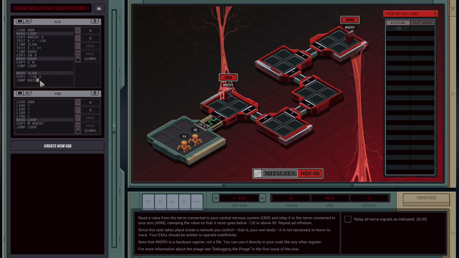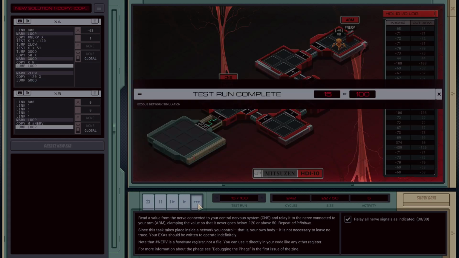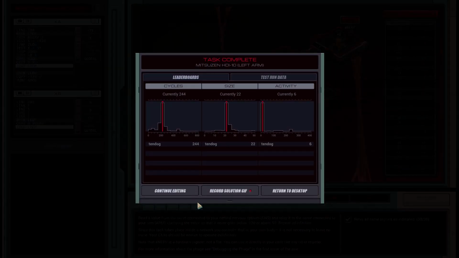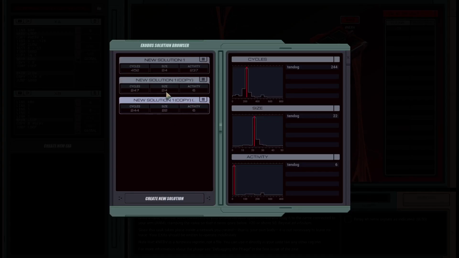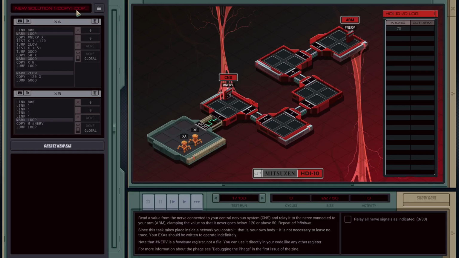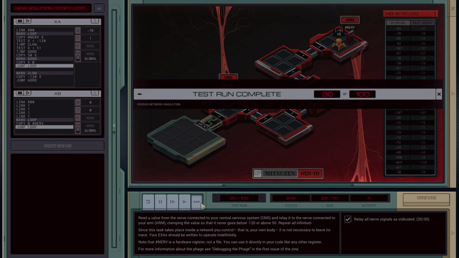I think that would work. But something. Oh, jump. Oh right, because I still need to say I could jump to good, I guess. Does that work? Yeah, it looks like it does. I think that might be an improvement. Yeah, right? 244. I think that's better. 244, 22. Oh, wait. Ooh, so the size was improved and the cycles. Oh, barely, but it was improved. Well, I don't know. Better than nothing. Alright, I'll leave it there. I guess I need to play it again to move on.